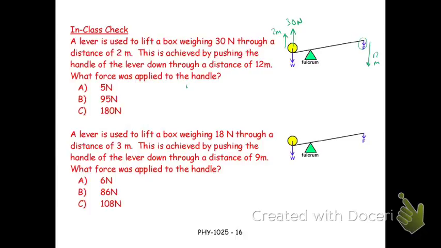So W left is equal to W right. F left times D left is equal to F right times D right. I just need to take these two. So 30 times 2 is equal to F right times 12. So 60 over 12 is equal to F right. So F right is equal to 5 again. Just a coincidence. Okay, so that's how you do these things.